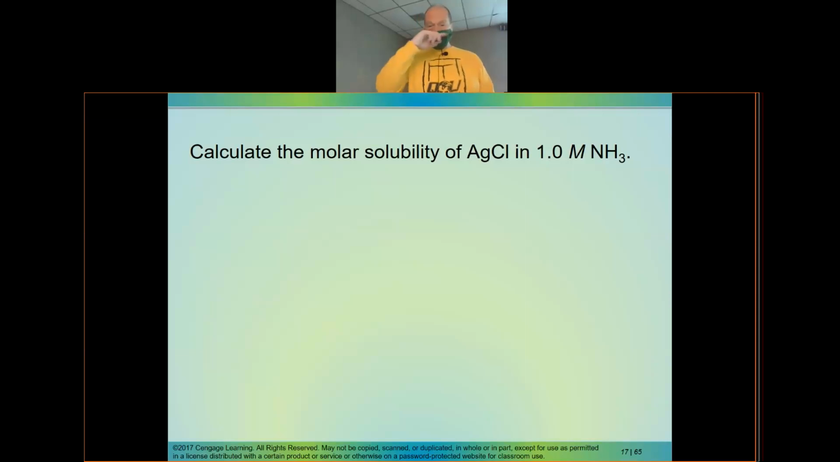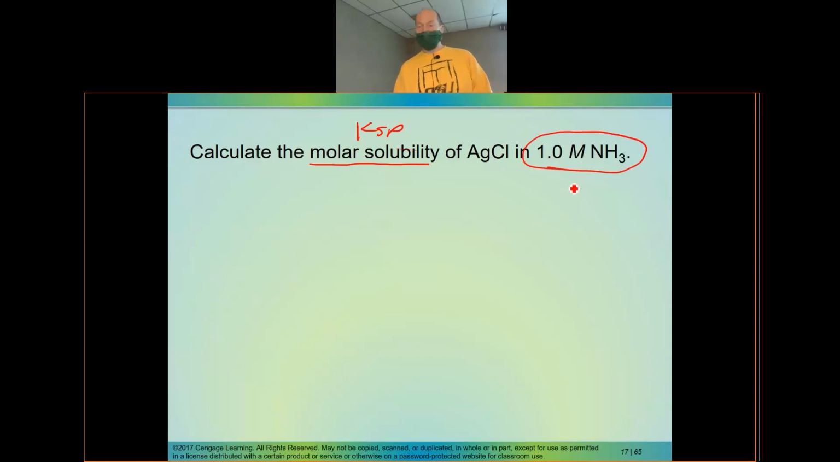All right, so this problem is very difficult. It looks very simple. Calculate the molar solubility of AgCl in 1 molar NH3. Whenever a question is asked about molar solubility or precipitate, you are talking about a KSP reaction. Anytime you're adding a Lewis base, like NH3, you are talking about a formation of a complex ion.